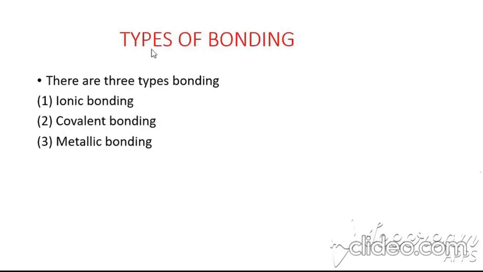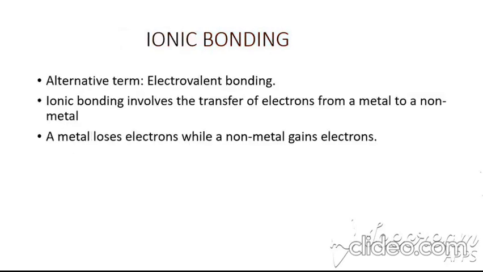Okay, now let's look at this interesting part, types of bonding. There are three types of bonding, namely ionic bonding, covalent bonding, and metallic bonding. So let's start with ionic bonding. The alternative term for ionic bonding is electrovalent bonding. So what is electrovalent bonding or ionic bonding?